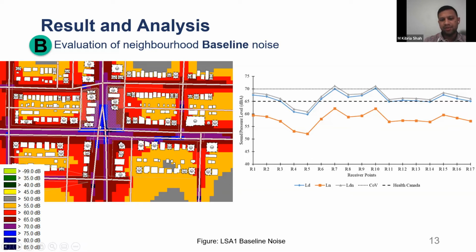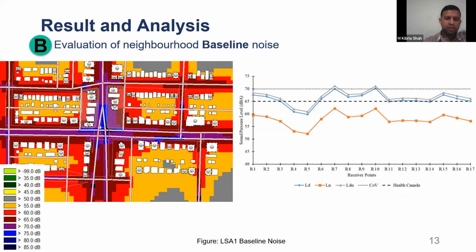For this presentation, I put only one local study area, which is all single family residential units, and their baseline noise. So you can see the day, Ld, Ln, and day-night levels, and the City of Vancouver limit and the Health Canada limit. Even the baseline noise level, which is mostly due to traffic noise, at some of the points is above the Health Canada guideline. Of course, the Health Canada guideline is stringent, it's 65, and some of the locations exceed the City of Vancouver noise limit.